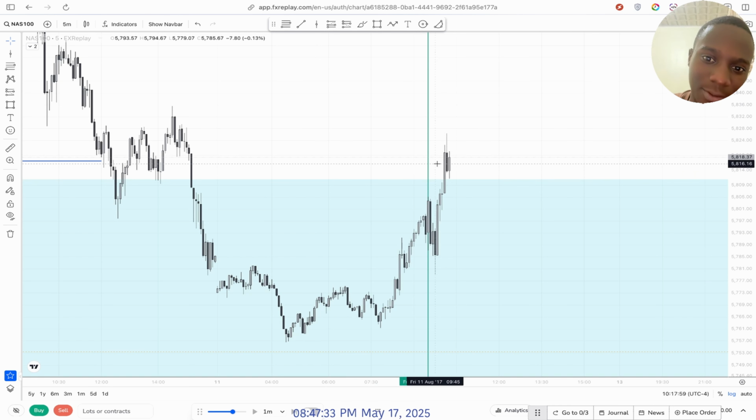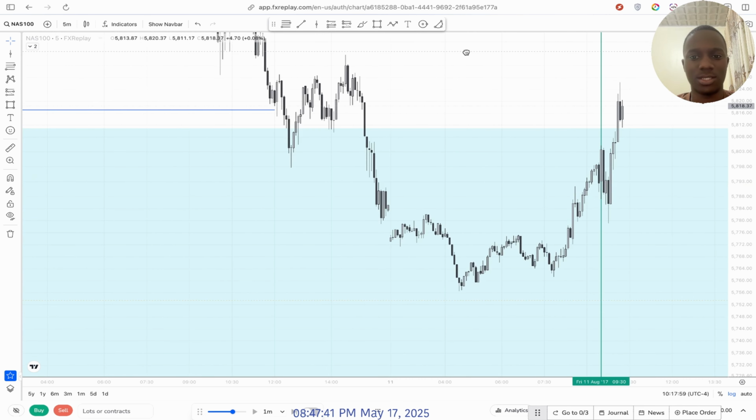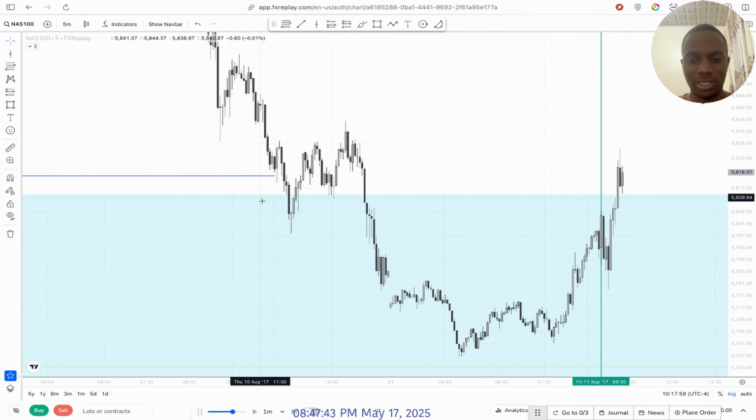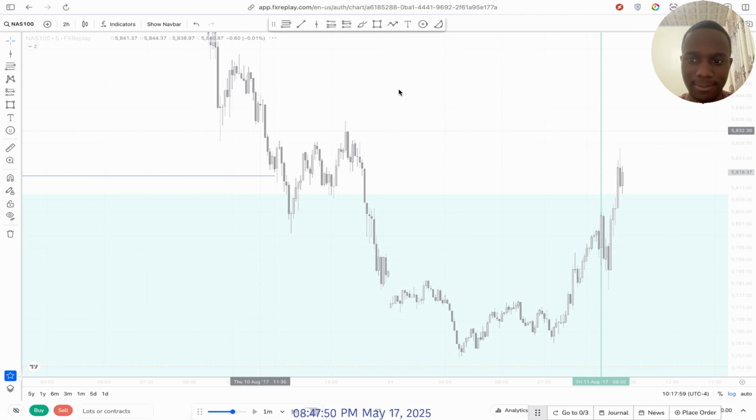So if I were to take a trade, I would just target this high, the low, which I consider the low hanging fruit, because this one looks like a good market maker buy model, which means that we might be shifting. Let's go to the 2 hour first.